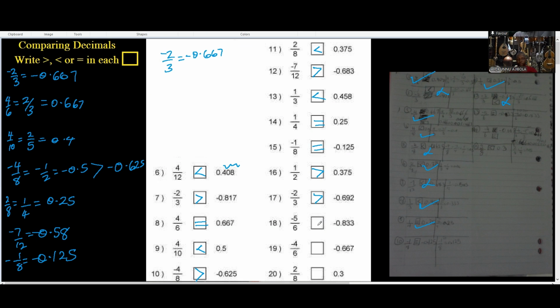So the ones that... I know that you are aware that smaller numbers with negatives are bigger than greater numbers with negatives. Okay, but you didn't remember to put your mind on that. So next time. So minus 5 over 6.